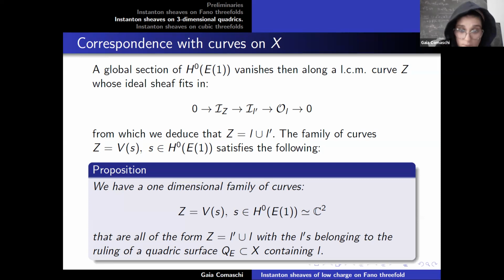So we are considering, in other words, a smooth hyperplane section of X that contains the line L, the singular locus of our instanton sheaf, and then we are considering the entire ruling that contains this line L. All this one-dimensional family of curves will simply be given by the line L fixed, and then we make all the other lines of the ruling vary. So what we obtain is a P1 of curves that are either our line L counted with multiplicity 2 or a union of two disjoint lines.